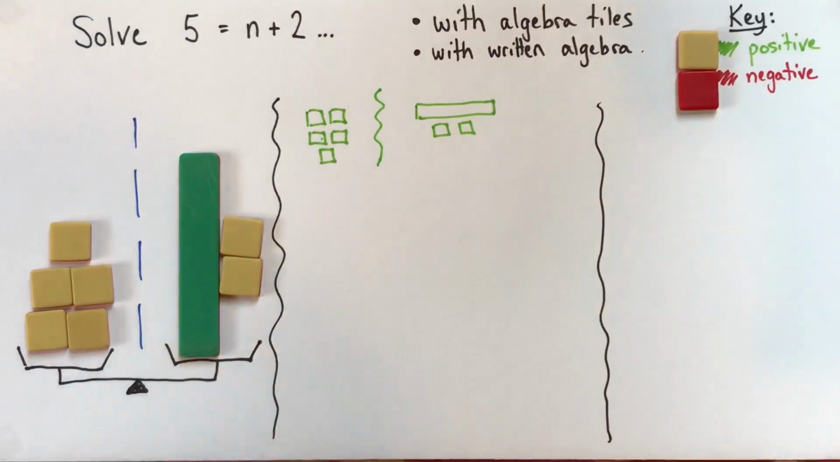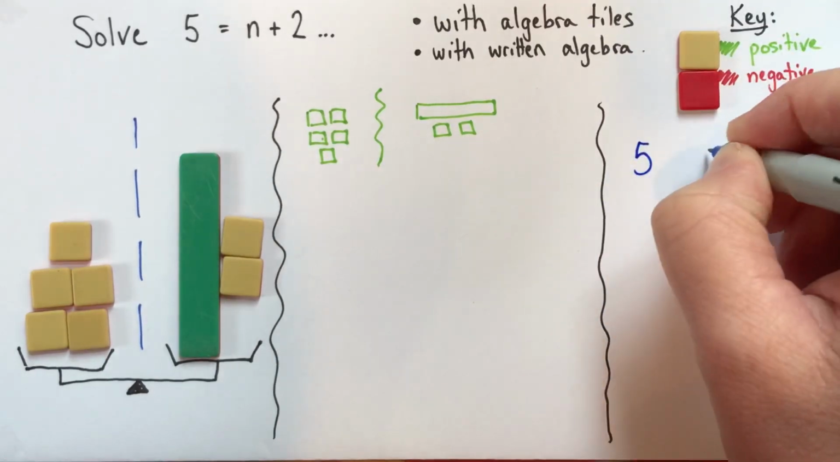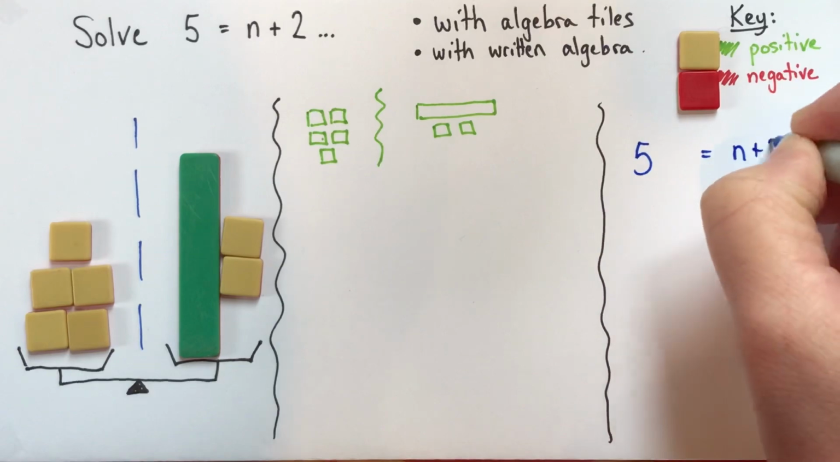Alright, and now we need to write that down. So this is easy, I'll just copy the equation that we had. 5 is equal to, or is the same as, n plus 2.